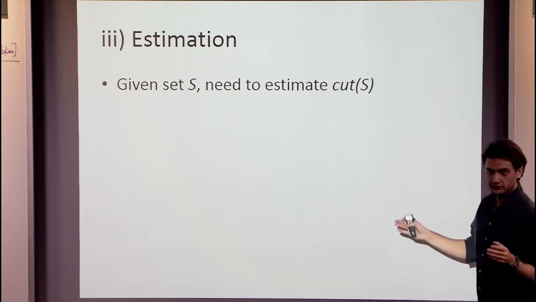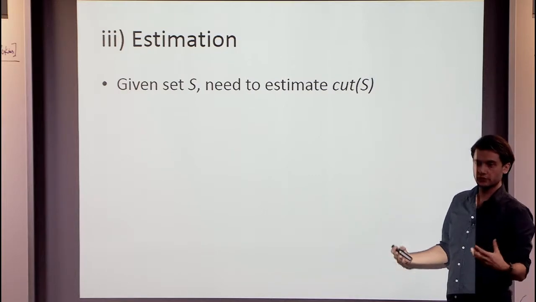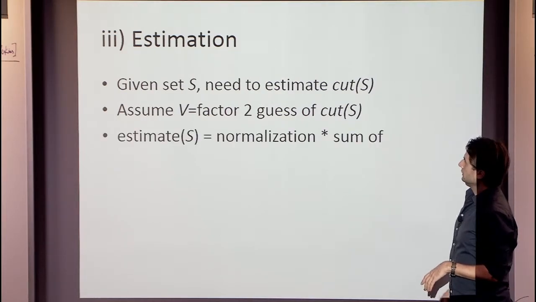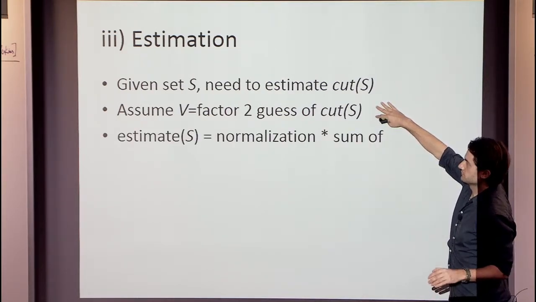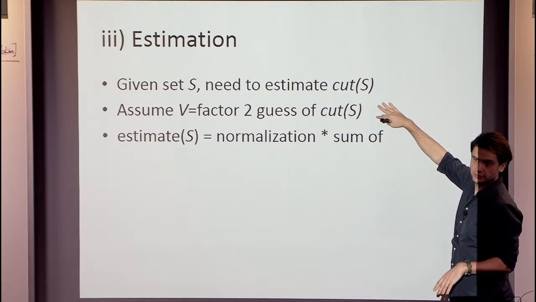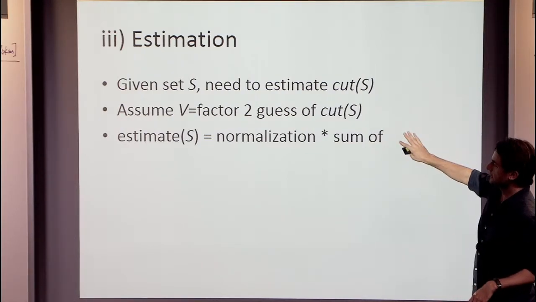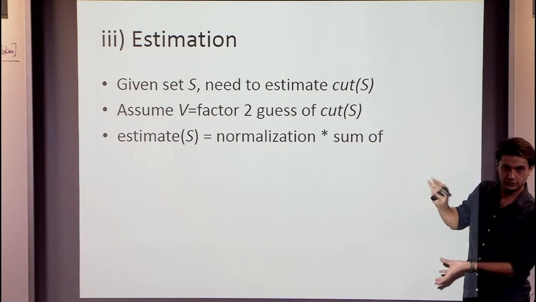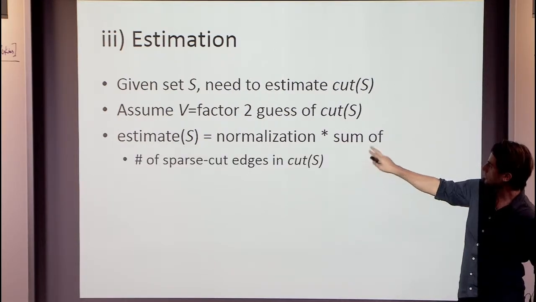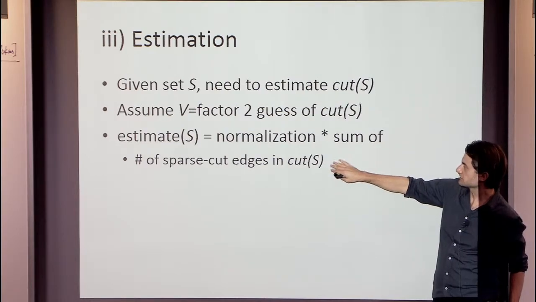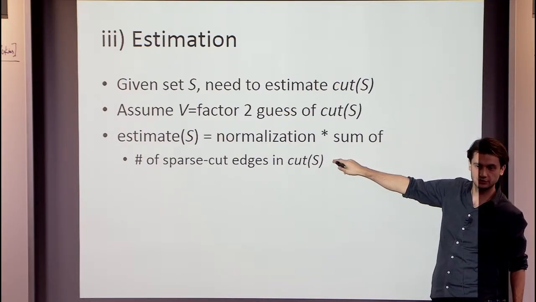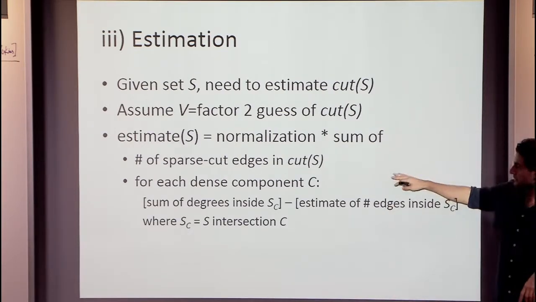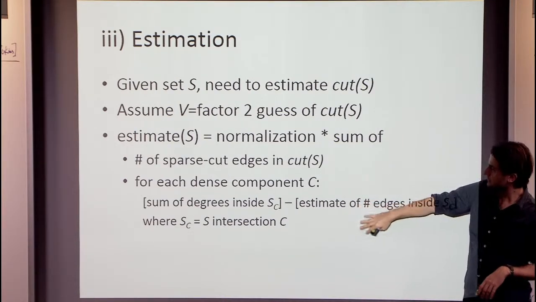Okay, so we have done all this sampling, we remember all this information. Now we're given a set S, we need to estimate the cut value of S. Okay, so again, by the guessing assumption, V is a factor 2 guess of the cut value of S. So the estimate will be basically some normalization term times the sum of two terms. One term is the number of sparse cut edges participating in the cut S, basically crossing from S to not S. And the other term will have itself a few terms.